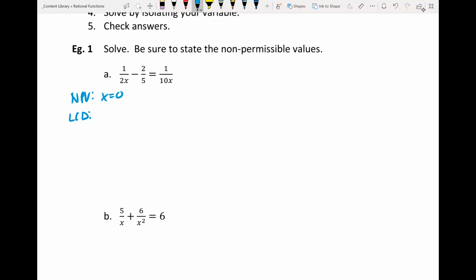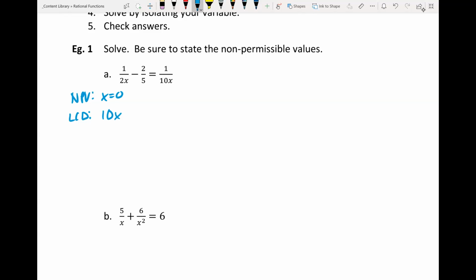So we have a 2x, a 5, and a 10x so far. It looks like our LCD would be just 10x, because I can get a 10x if I multiply 2x by 5. I can get a 10x in this one here if I multiply this by 2x, and then our last one already has a 10x. So that's what our LCD is going to be.